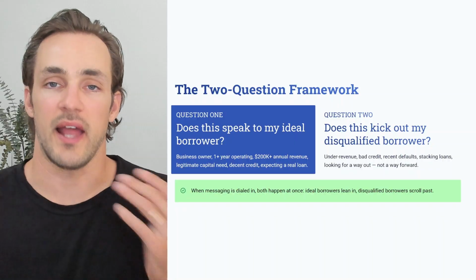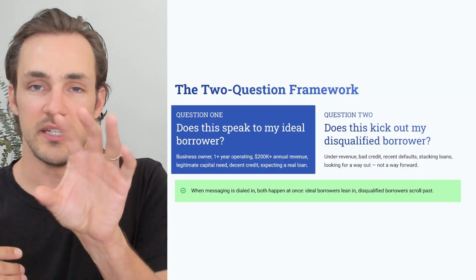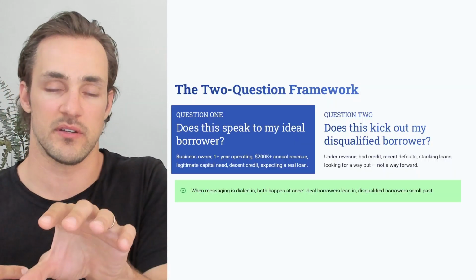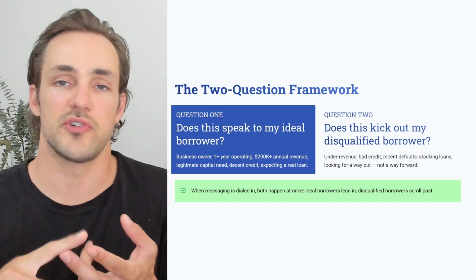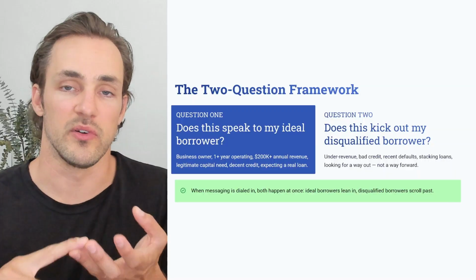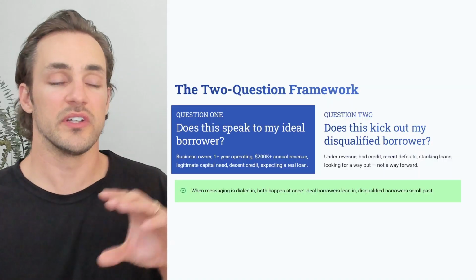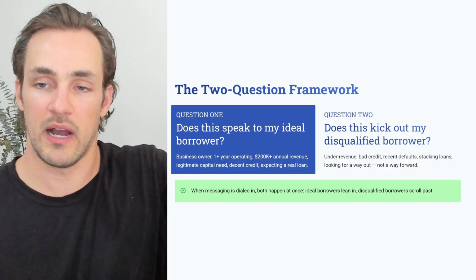So when you're building an ad and you're building ad creative, you need to understand I am writing specifically to that person, to that business owner, to that borrower. Does it address a pain point that they're actively looking to solve? Does it describe a result that they actually want? And so that's question one. And most lenders really just think, hey, does this speak to my ideal customer?